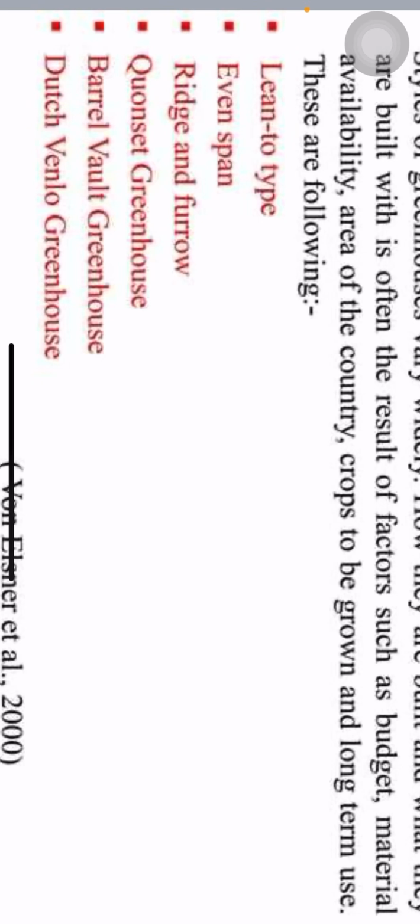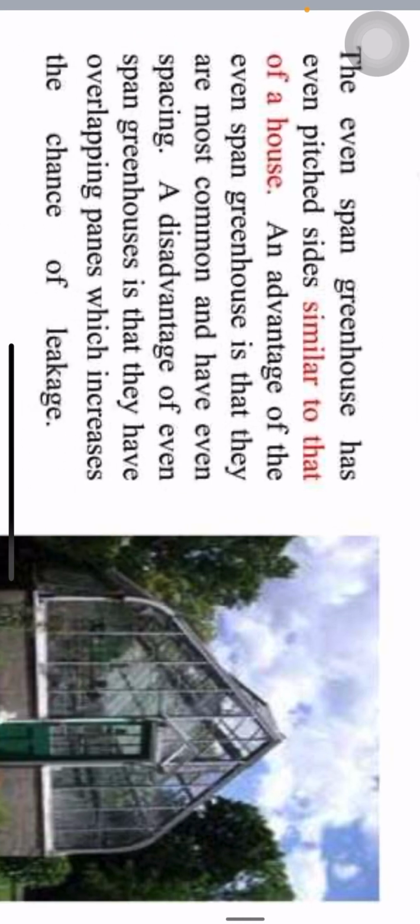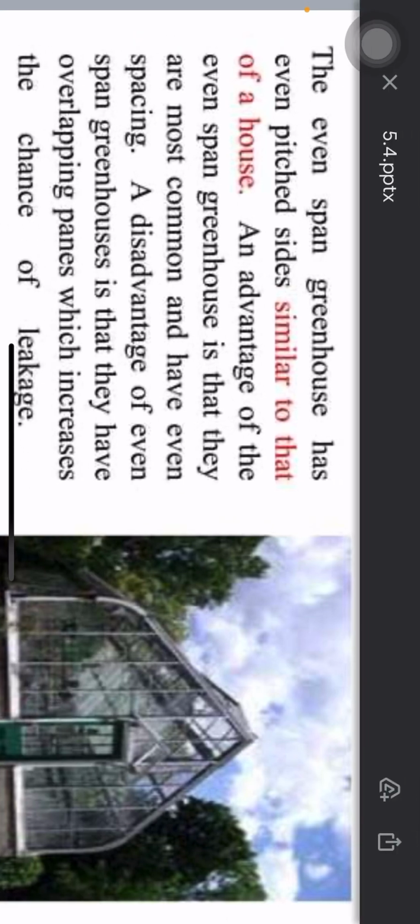A lean-to type is a greenhouse that is attached to a particular wall. Even span is a greenhouse that has a pitched side similar to that of a house. So what are the benefits of greenhouses?